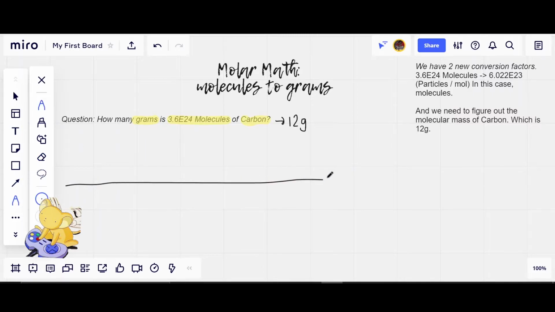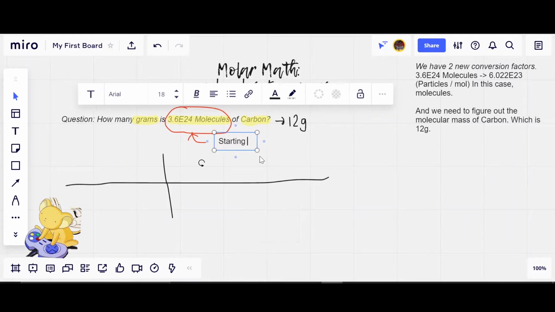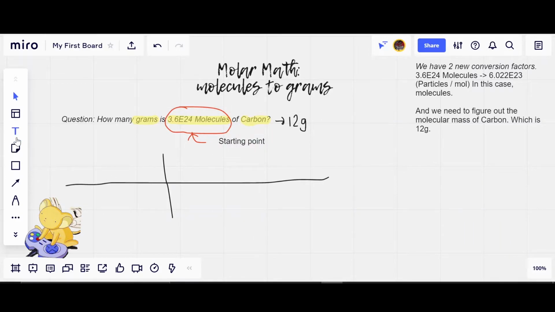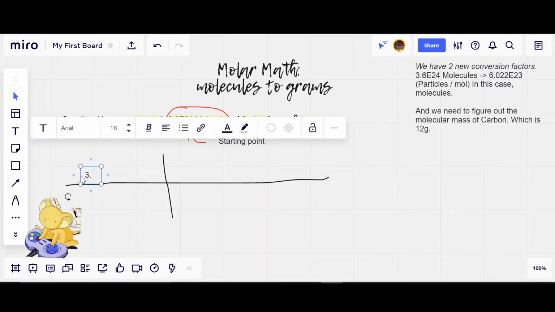Now, we can set up our mole math. Since 3.6e24 is our starting point, we can put that on the top left hand corner. As for the denominator, we can leave that alone. We also put molecules next to 3.6e24, since that's the unit attached to it.